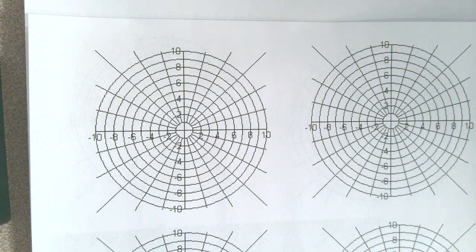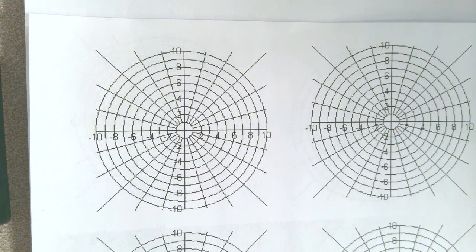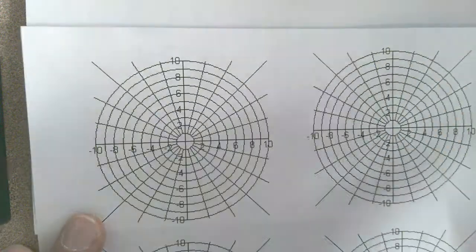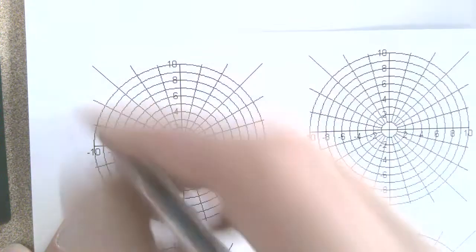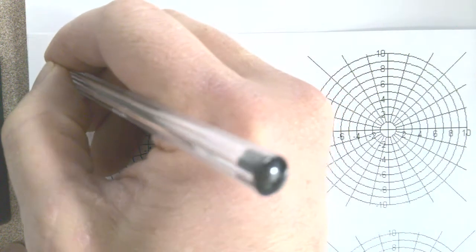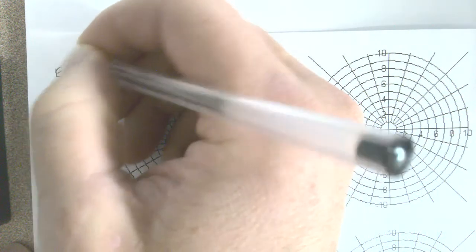So this is the graphing polar coordinates part. We're going to use 3 of the pictures here to do this. I'm just going to do a few examples for you. I think you'll catch on to this pretty quickly.